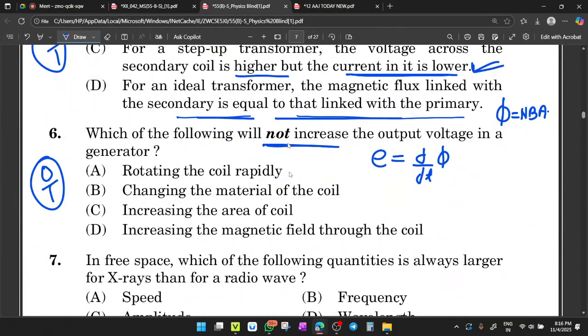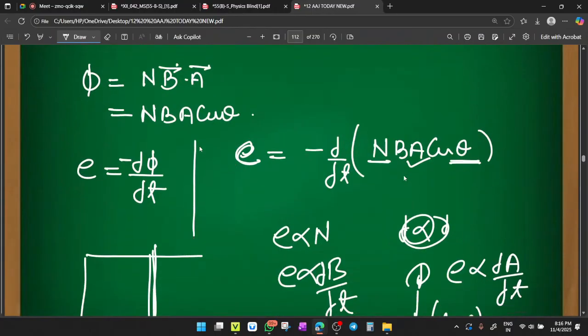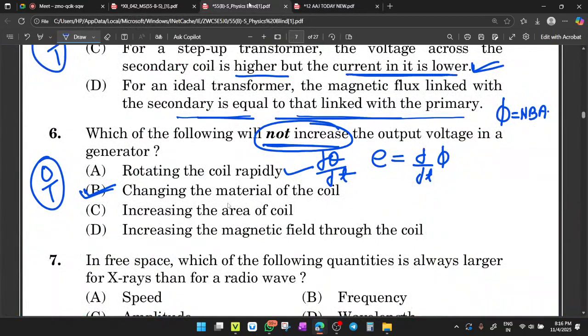Like rotating the coil rapidly. When you rotate the coil, there will be a d theta by dt. When you change the material of the coil, yes, this is the correct answer. No, not increase. There is no dependence on the change of material. There is no dependence of the change of flux on the material. Yes or no? So if you change the material, there will be no impact.